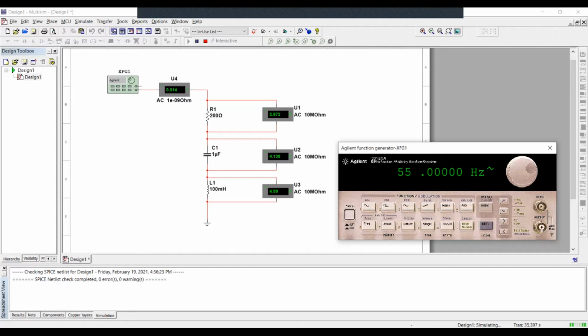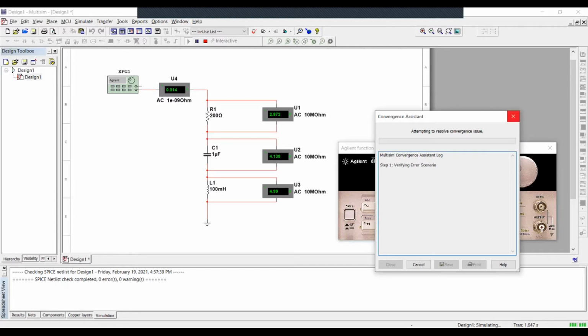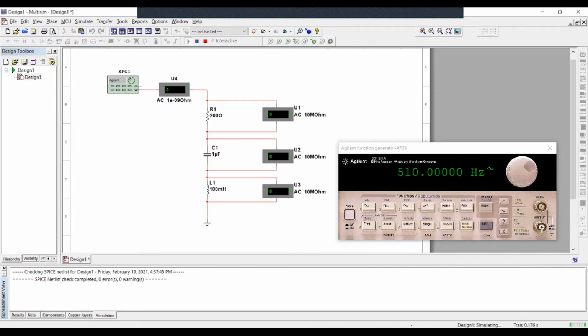Let's go below resonant frequency again, okay? And they will flip. Let's go to 450, and they flip. So VC is higher than VL. Then let's go above resonant frequency.